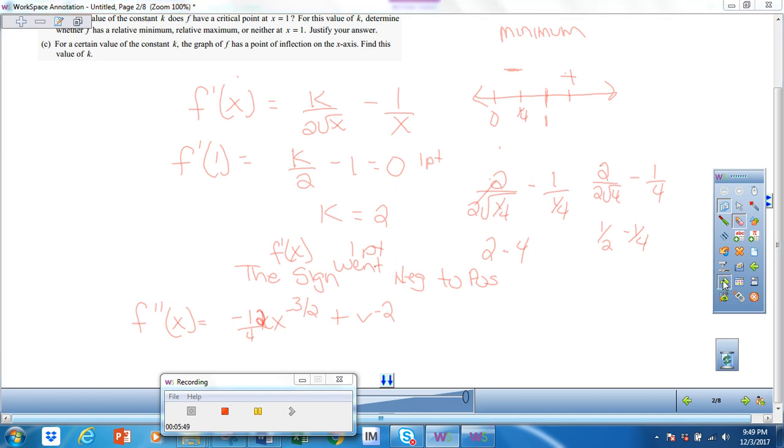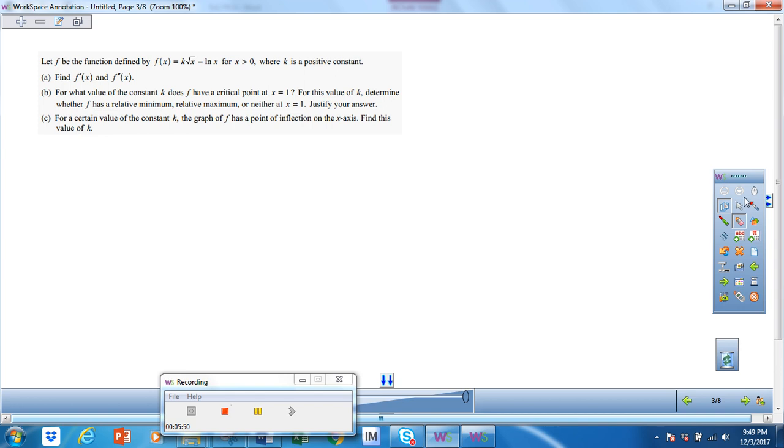All right, let's go to the last problem that most of you loved. It wasn't difficult. Most of you missed points on this because of your algebra skills. But most of you did get 1 point because most of you did set the second derivative equal to 0. So setting the second derivative equal to 0, the second derivative was negative 1/4 k x to the negative 3/2 plus x to the negative 2.